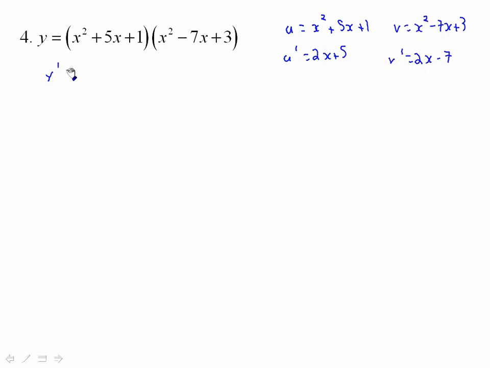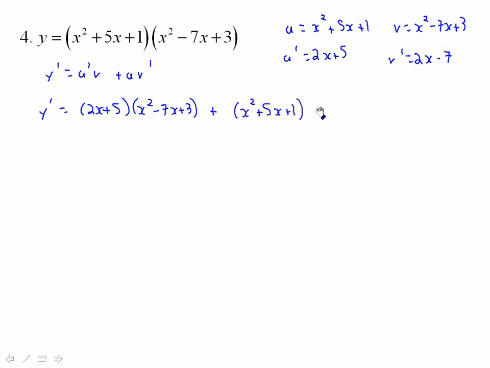So y prime is equal to u prime v plus u v prime. So y prime is equal to 2x plus 5 multiplied by v, which is x squared minus 7x plus 3. And unfortunately, we have to now add that to u, which is x squared plus 5x plus 1 times v prime, which is 2x minus 7.